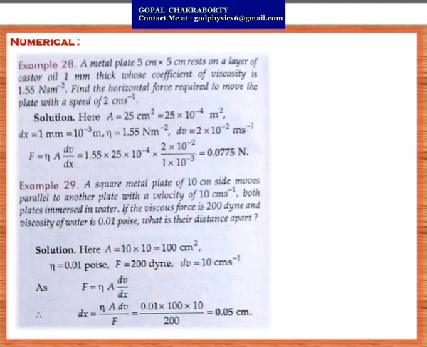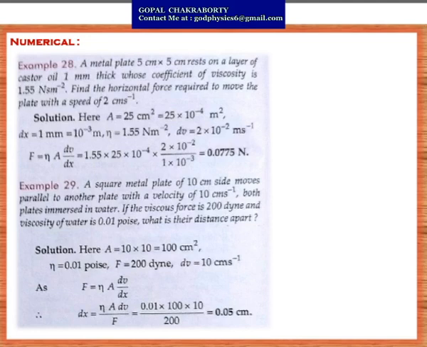So here the cross-sectional area is given as 10 into 10, that means 100 centimeter square. Eta is 0.01 poise, F equals 200 dyne and dV equals 10 centimeter per second. As per Newton's formula, the viscous force or dragging force can be written as force equals eta into A dV by dx. So dx equals eta into A into dV by F.